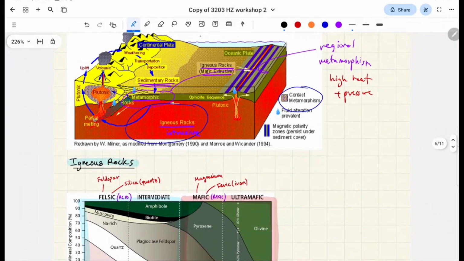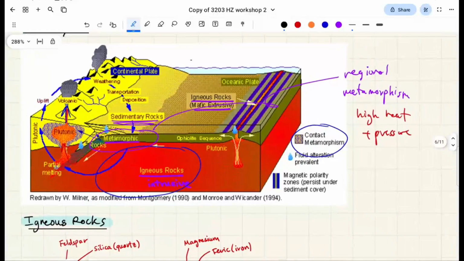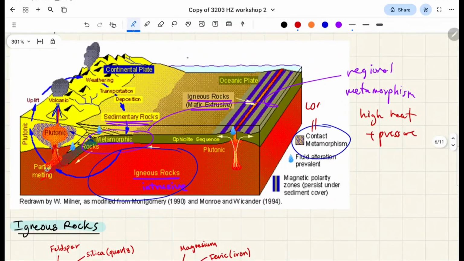Oh yeah, you got a question? Oh yeah, that's right. So contact is the same thing as local, but that's a good question. Basically that's just high heat. Obviously there is pressure underground, but it's not the pressure from the tectonic activity. It's mainly due to the heat of the magma being next to it. Do we have more questions?